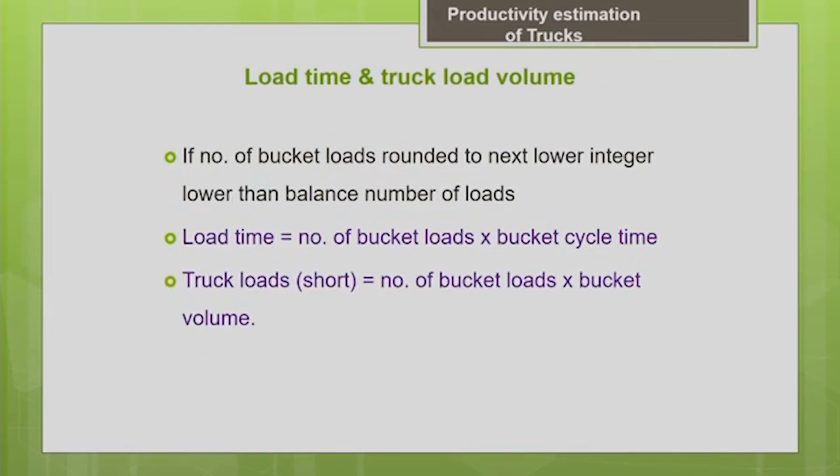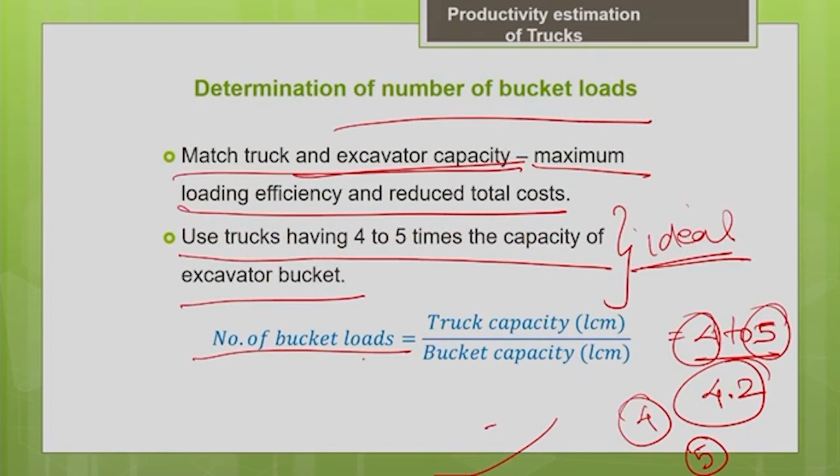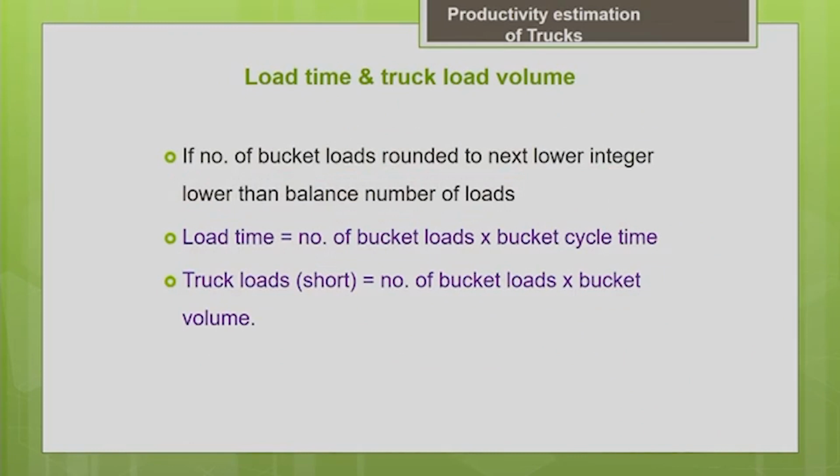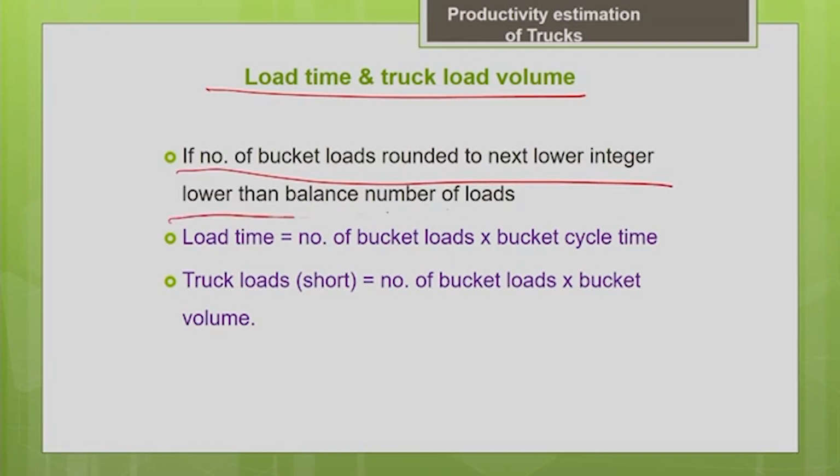Now let us see the cases. One case is, for example, where I round the bucket load to the lower number. Say I got 4.2 and I am rounding it to 4 buckets. In that case, how do we work out the truck load and the load time? That is what we are going to see now: how to estimate the load time and the truck load volume when the number of bucket loads is assumed to be lesser than the balanced load. If the number of bucket loads is rounded to the next lower integer than the balanced number of loads, what will be the load time?